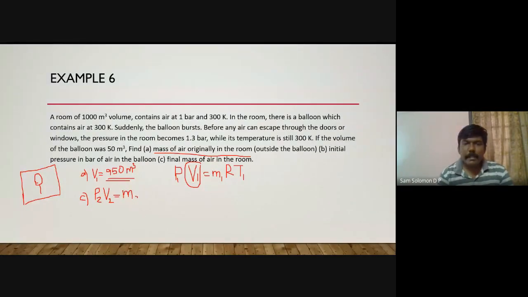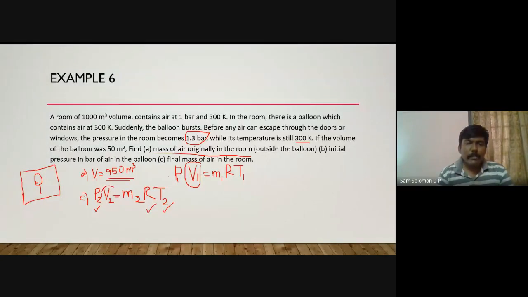Or we will say, okay, let's say M2 R T2. What about the pressure? They have given the value of pressure as 1.3 bar. So that is your P2. They have given the value of temperature T2, which is 300 Kelvin. So you know the pressure, you know the temperature, you know the value of R, which is 287 joule per kilogram Kelvin.